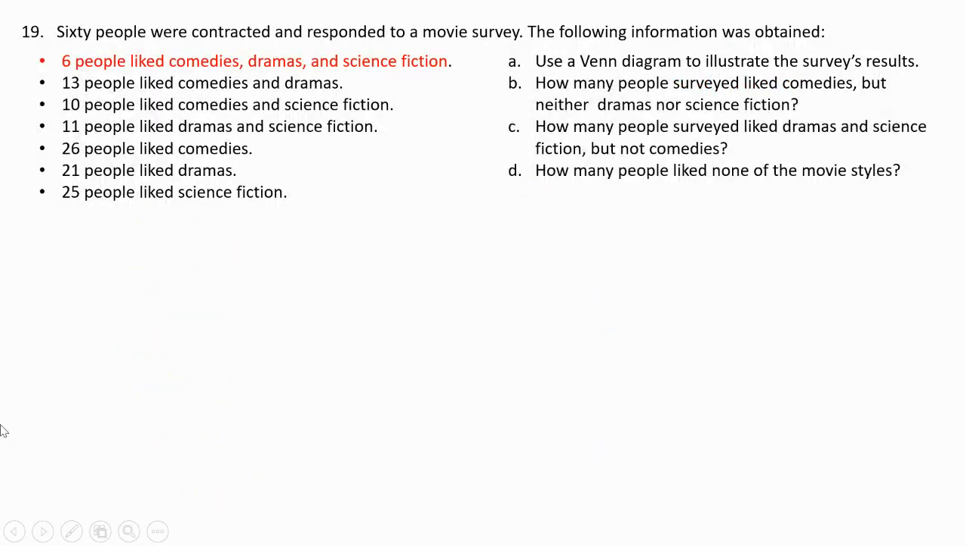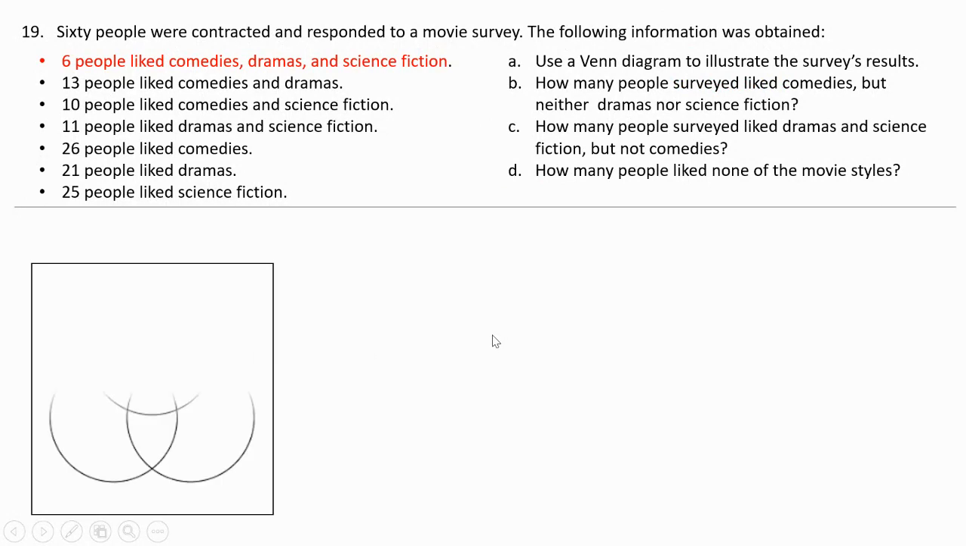Okay, now, number 19, it says 60 people were contacted and responded to a movie survey. The following information was obtained. So here, guys, they want you to draw a Venn diagram. So I'm going to start off. Okay, I'm going to put all this in set notation. There's supposed to be 60 people, right? 60 people right there. That's why U is equal to 60. That's my universal set.